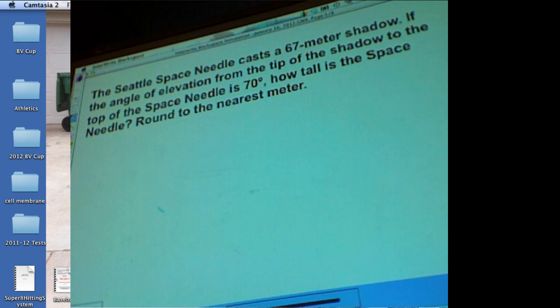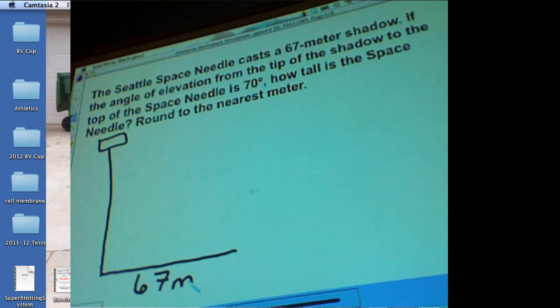So we need to draw a picture first. If we have the Seattle Space Needle, which is a tall building with this little tower up on top, well, if it casts a 67-meter shadow, shadows are on the ground, so here's 67 meters. And we have an angle of elevation from where? From the tip of the shadow to the top of the Space Needle. And that angle of elevation is 70 degrees. And they want us to find how tall is that Seattle Space Needle.